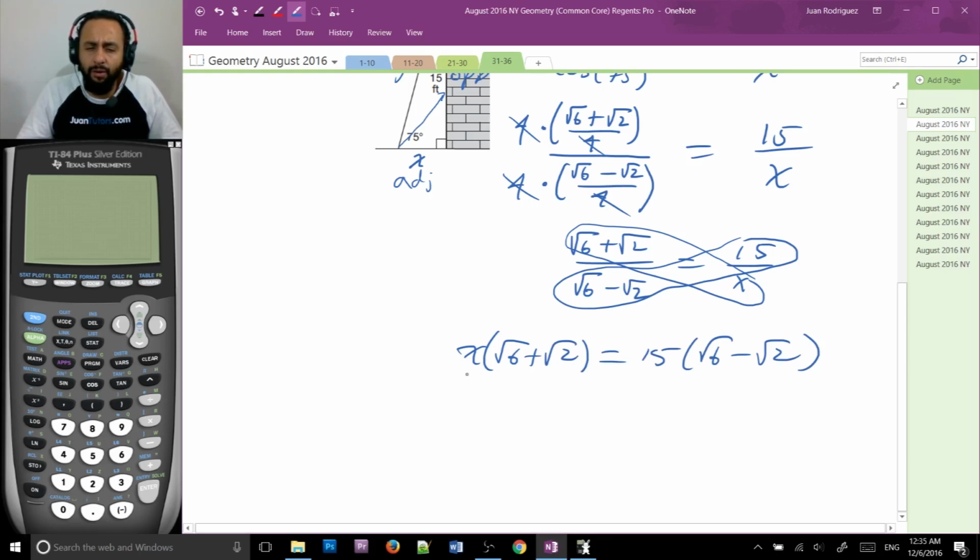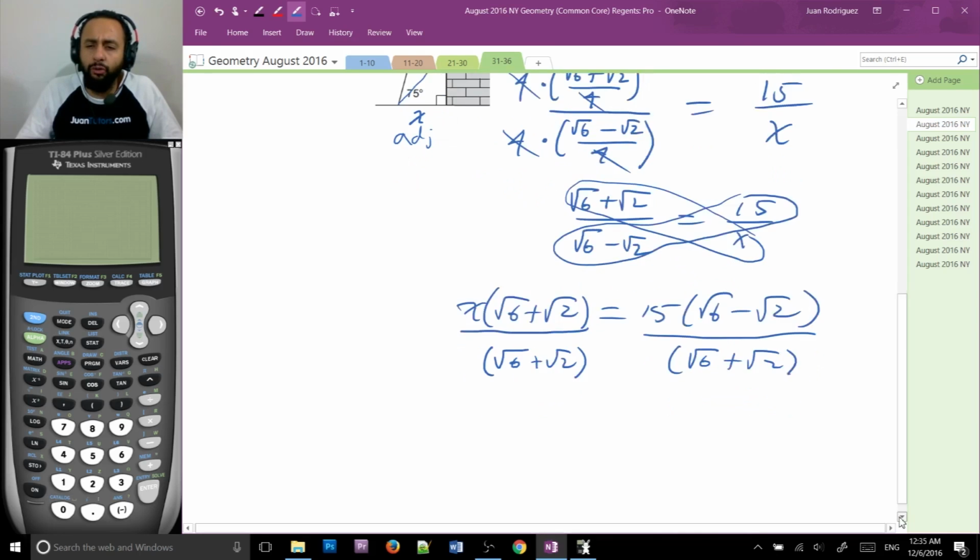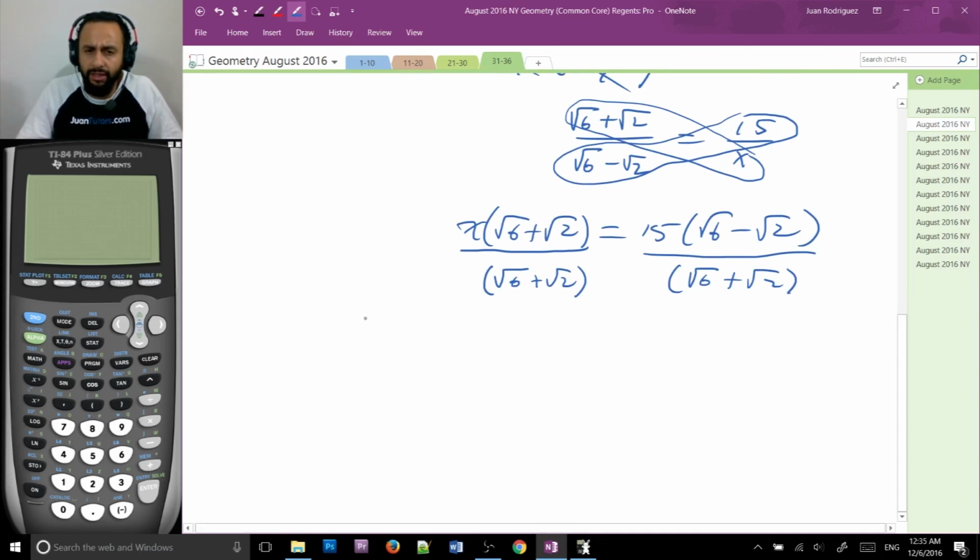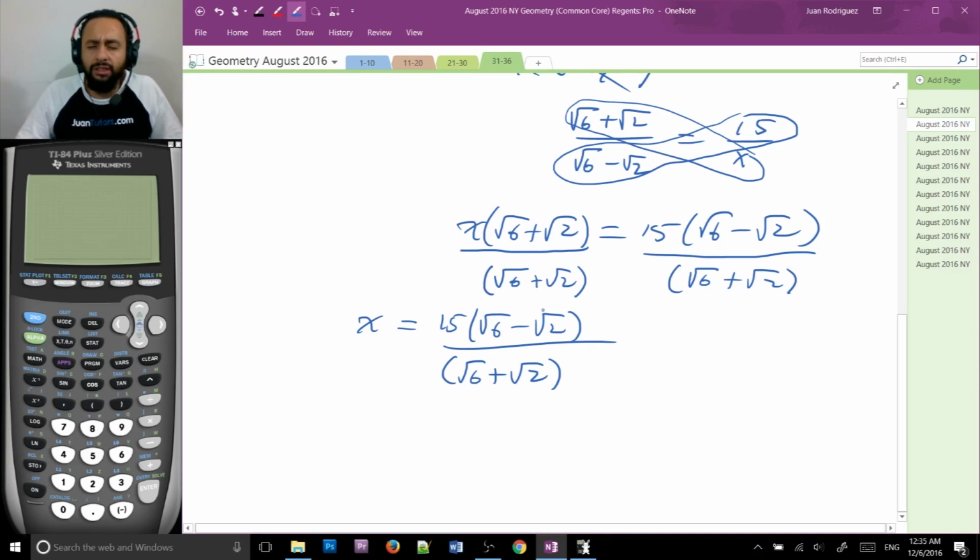And then x is being multiplied by this radical, so we divide by radical 6 plus radical 2. And at this point, you would get a point if you just write this. So x equals 15 times radical 6 minus radical 2 over radical 6 plus radical 2. You would get a point there, but they want simplest radical form. How do we get simplest radical form?